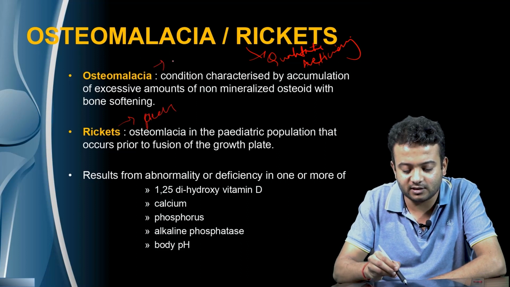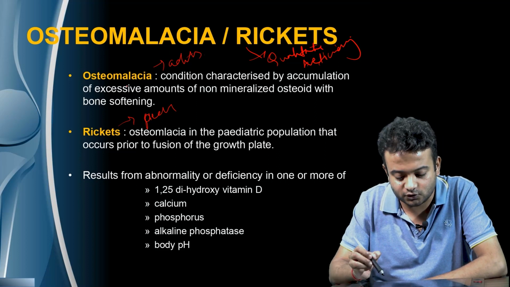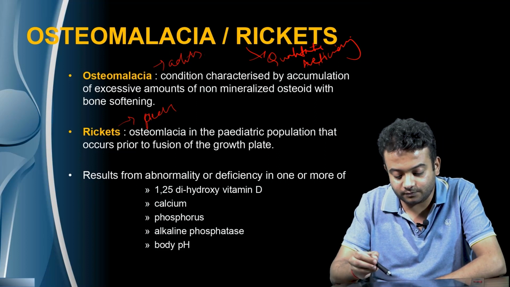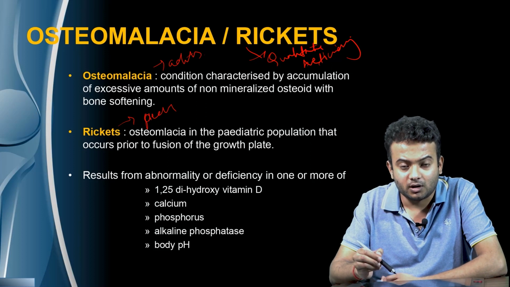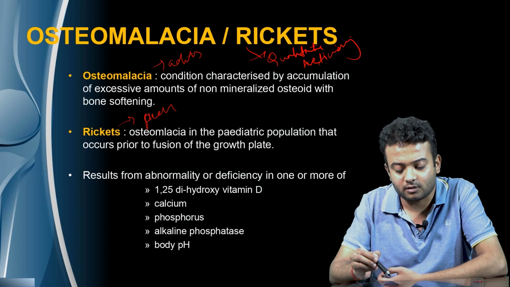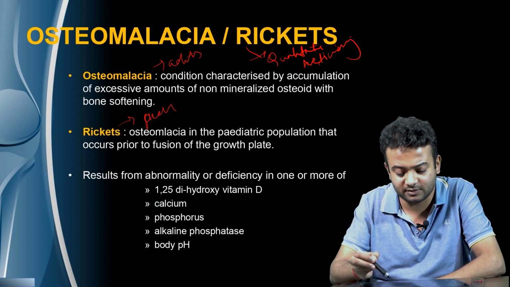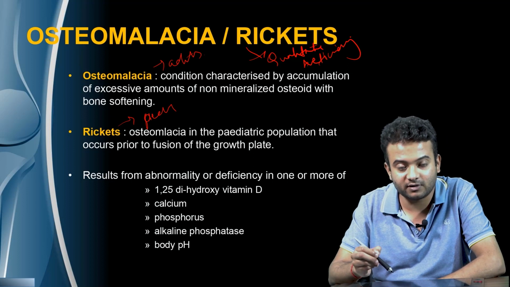And if it occurs in adults after the fusion of the growth plates, then it is referred to as osteomalacia. In rickets, there is deficient mineralization of the bones, and there is less mineralized osteoid, and both lead to the same radiographic features.